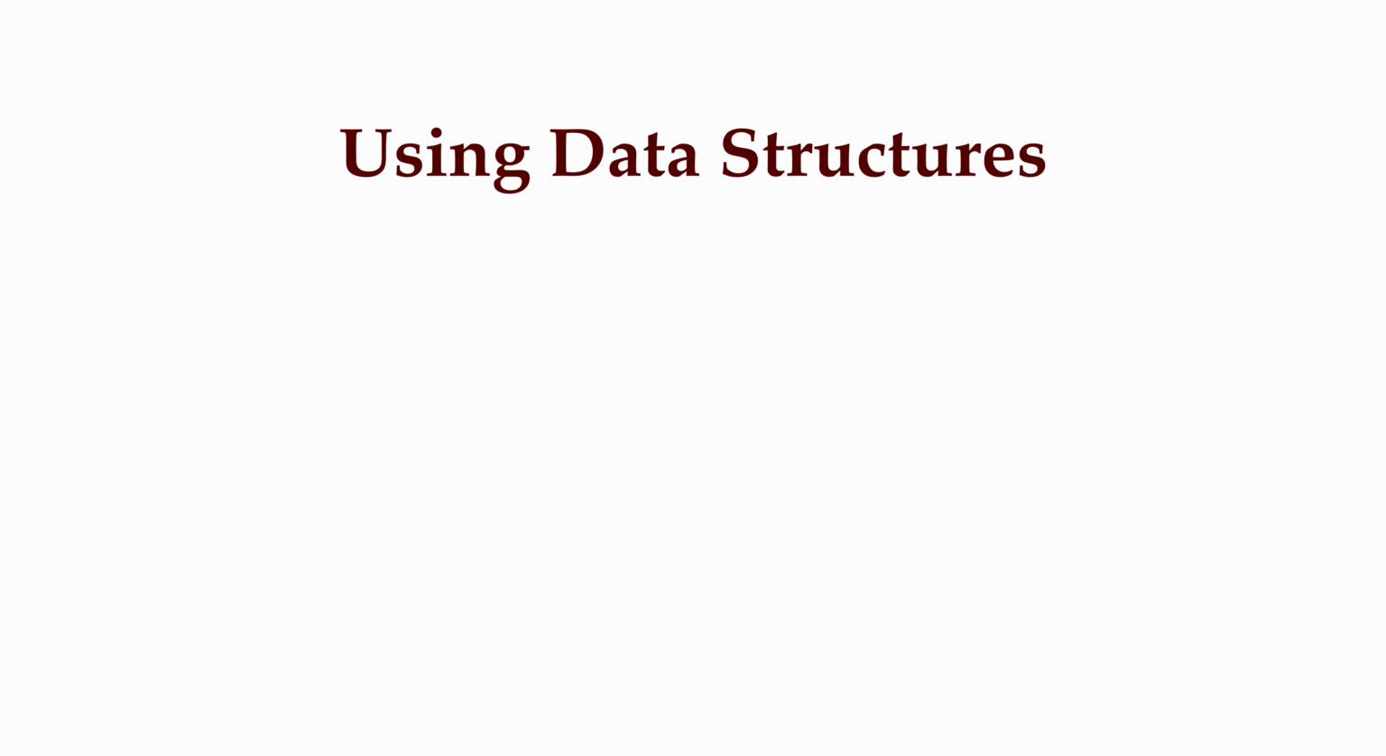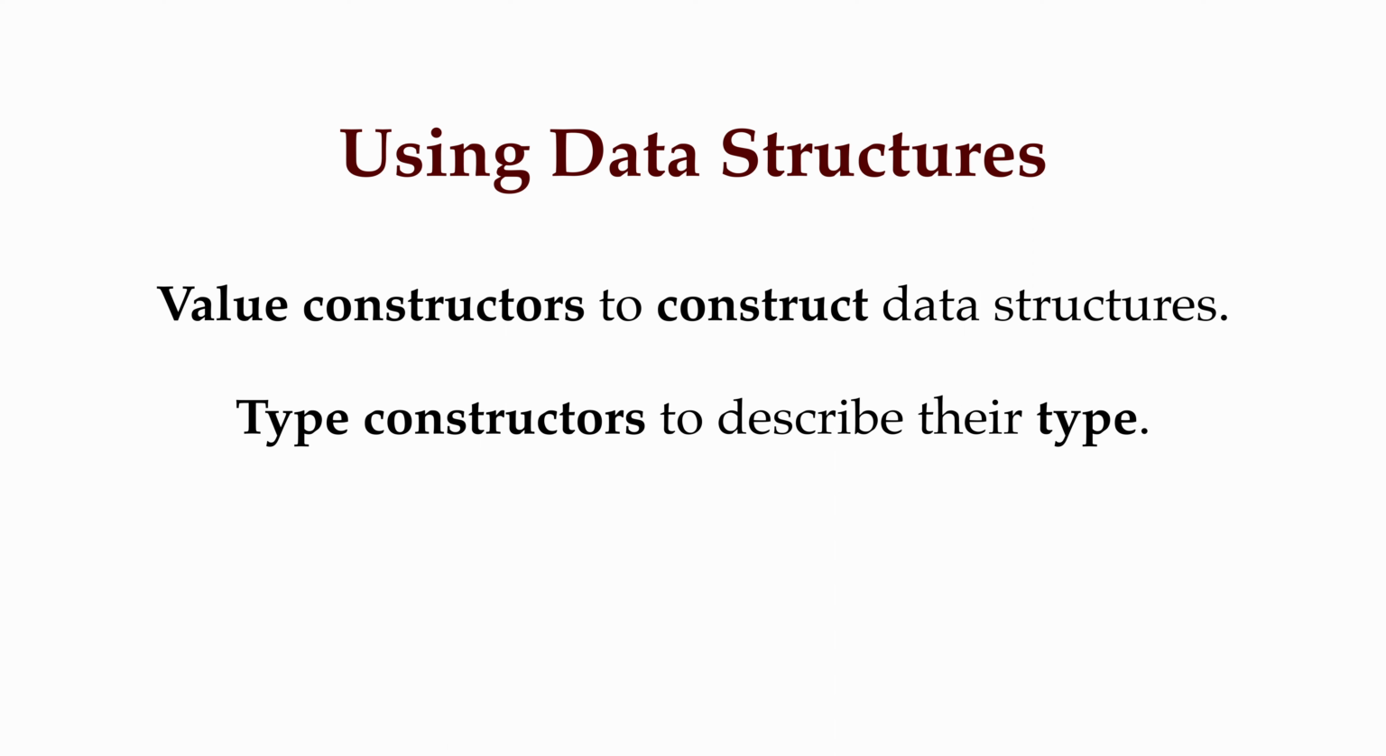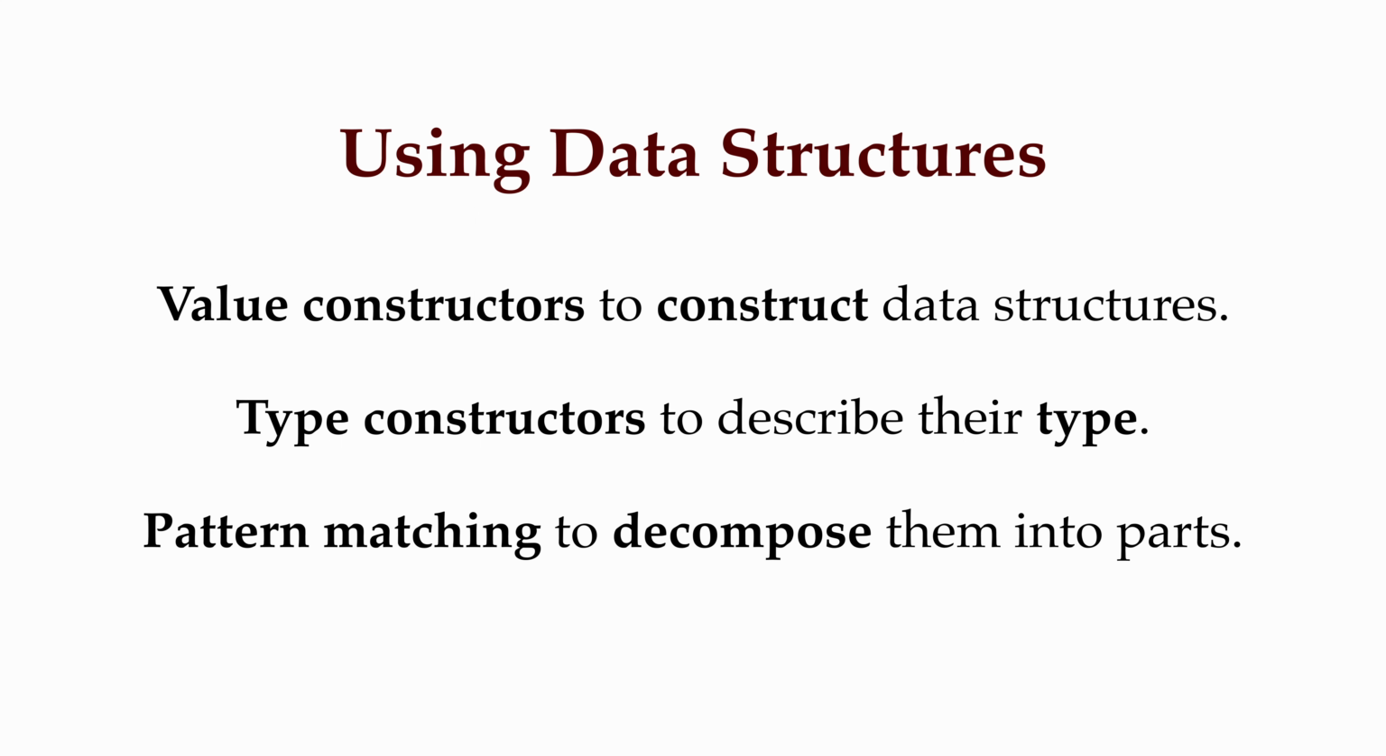For us to be able to use data structures in OCaml, we first need to be able to construct those data structures from their individual parts using what's known as a value constructor. We'll also want to be able to describe what type these data structures have using what's known as a type constructor. And then, once we have a data structure, we'll want to decompose the structure to get at the individual parts using a technique called pattern matching. There are a few different structured data types in OCaml that we'll take a look at, starting with the tuple.